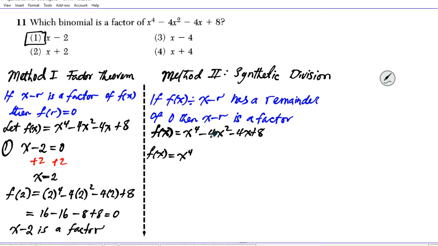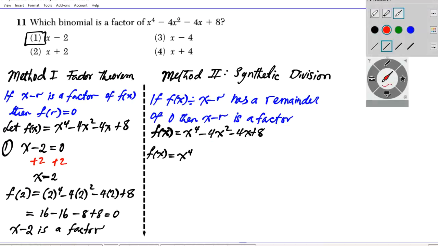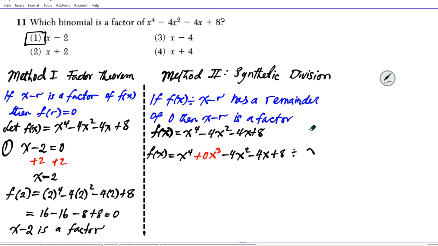You notice that the third degree term is absent here. So what do we do? We insert something called a placeholder. So plus 0x to the third, so don't forget that, very important, minus 4x squared minus 4x plus 8. This is going to be divided by, for option 1, we're going to test x minus 2. This should work. So let's go ahead and set up our synthetic division bars.